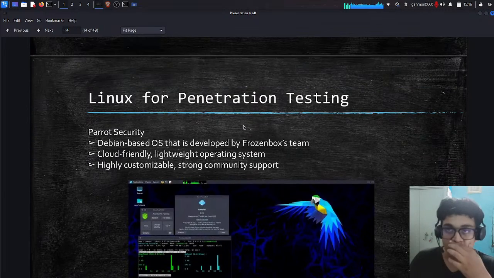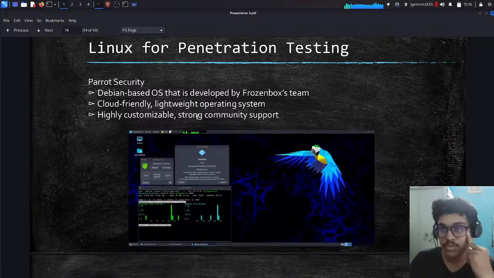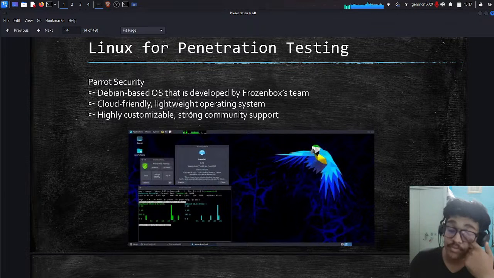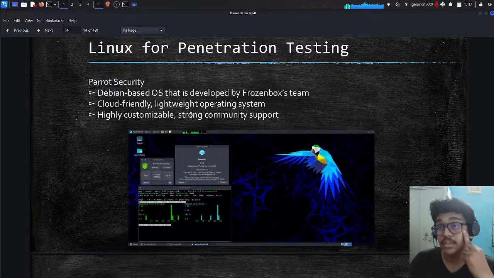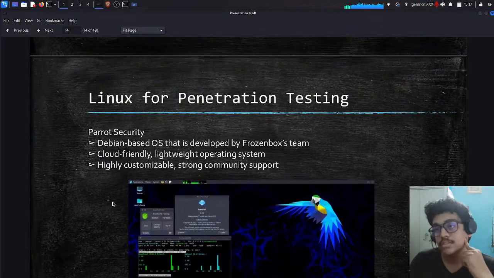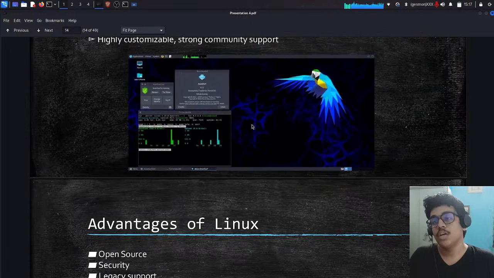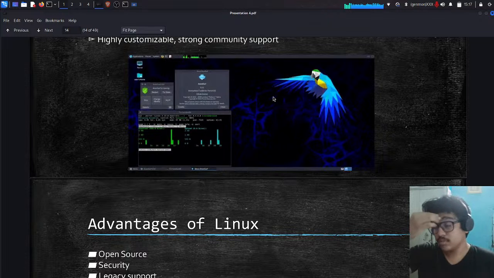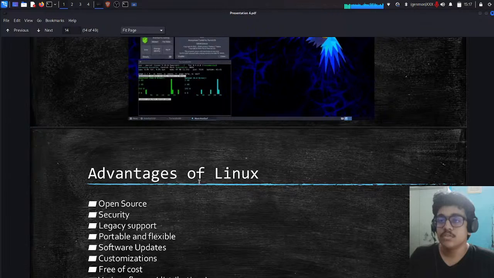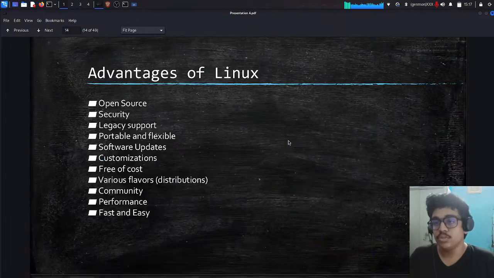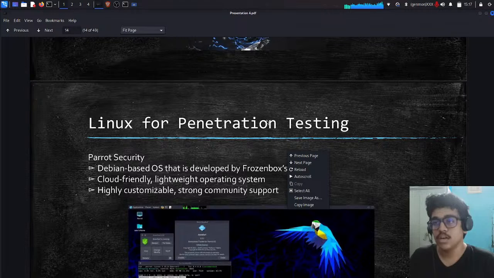Next is Parrot Security, which is also a Debian-based operating system developed by the Frozen Box team. It is cloud friendly, lightweight, and highly customizable, and we can customize it in a 3D way. It has strong community support. Kali Linux also has strong community support, but Parrot Security is very famous nowadays. Still, Kali Linux is most widely used, and we stick to Kali.